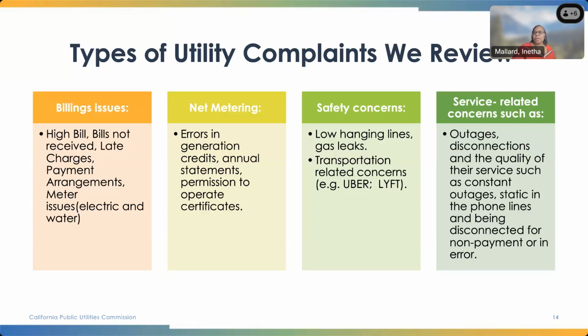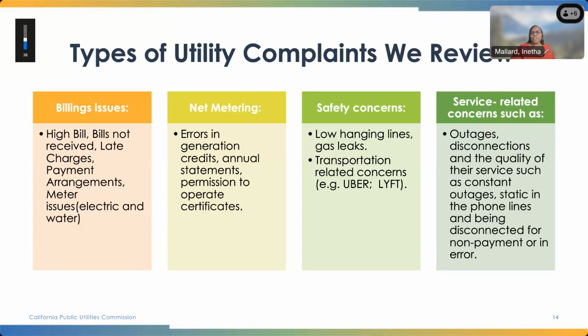Safety concerns could mean quite a few things, whether it's a gas leak or low-hanging lines, or the consumer feels there's a safety matter, like a pole that is leaning or not standing right or not in the right place. Those are the types of safety concerns that we look out for as well. Transportation: we only regulate passenger carriers, so Uber and Lyft. Any concerns related to that, we also reach out and assist the consumers with.